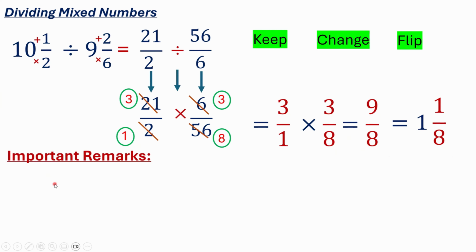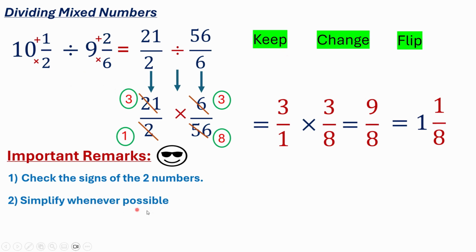I have important remarks here to master the lesson. Check the signs for the two numbers. First, if I am multiplying two positive numbers, the answer will be positive. If I'm multiplying two negative numbers, the answer will be positive as well. If one of the numbers is positive and the other is negative, the answer will be negative.